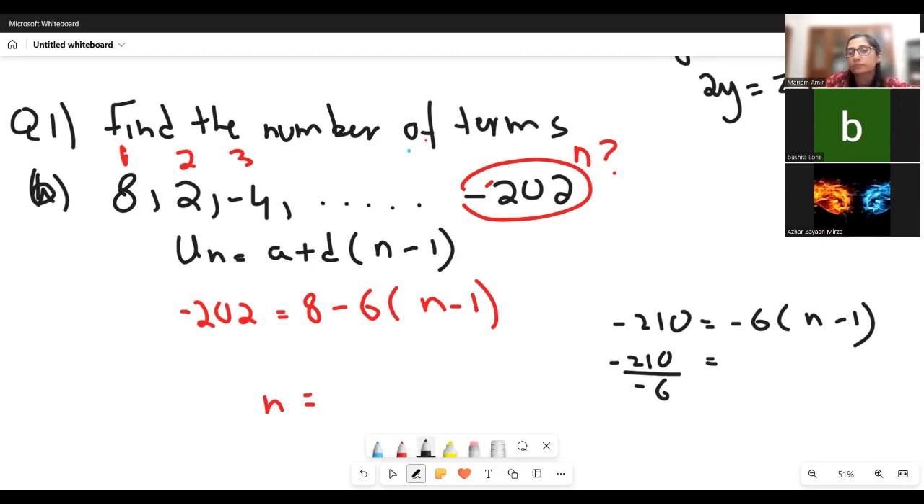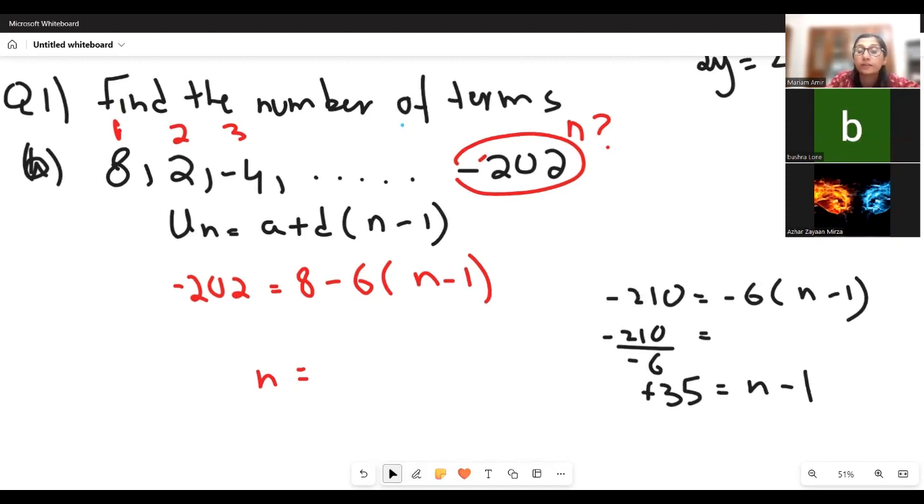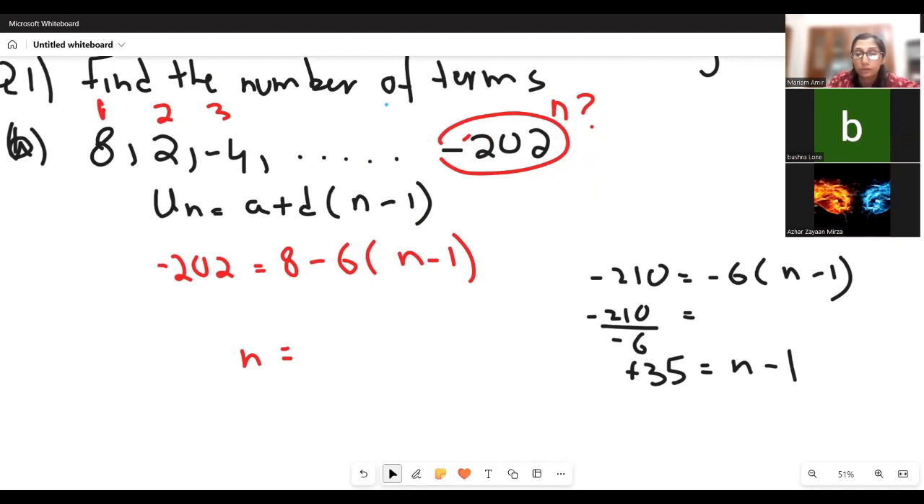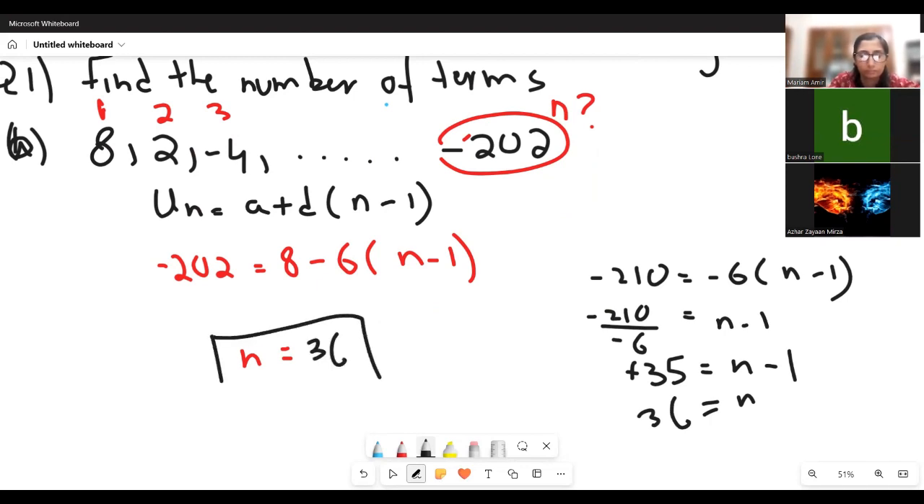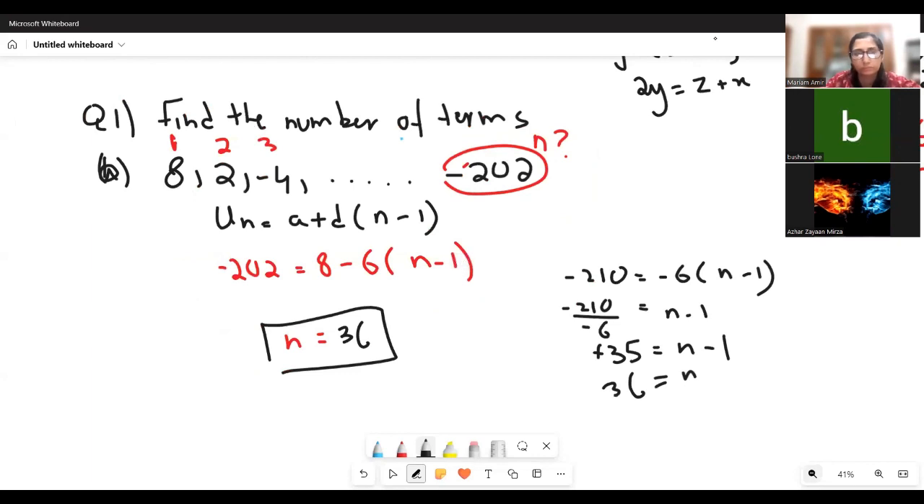What will dividing give? 35, -35 equals n minus 1. Okay, then 35 plus 1 is 36, and minus minus cancels. So n would be 36. Any questions, Aisha? No, miss.